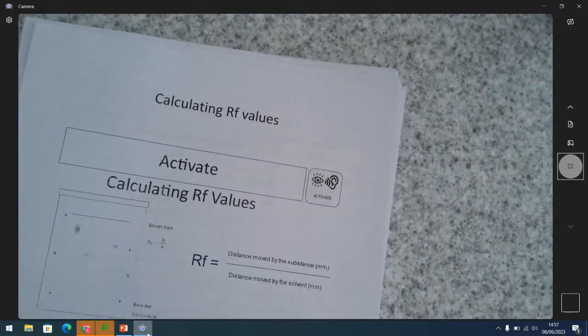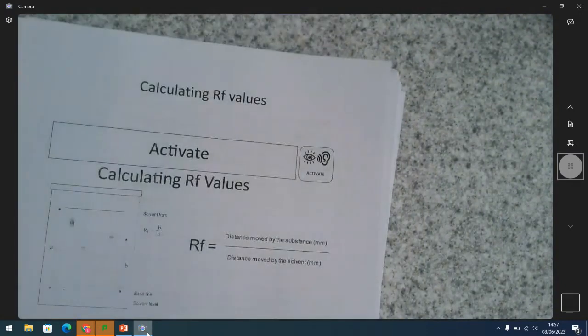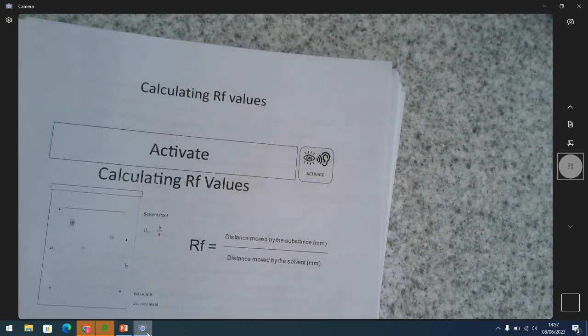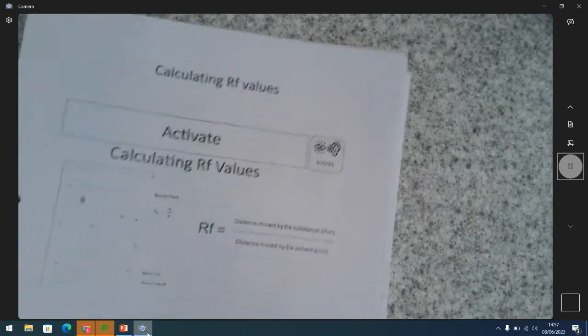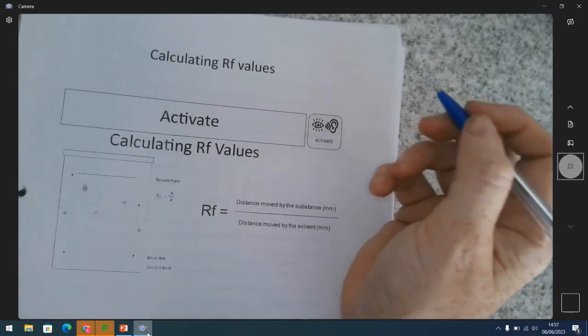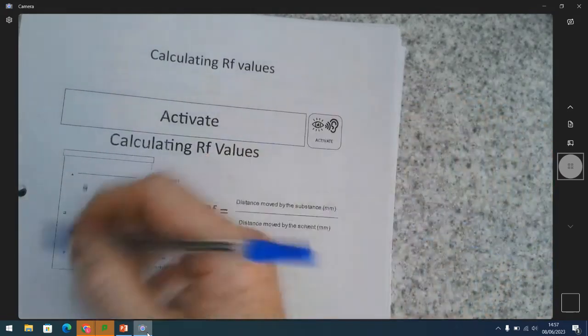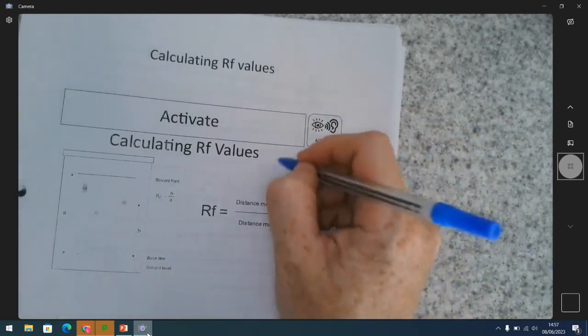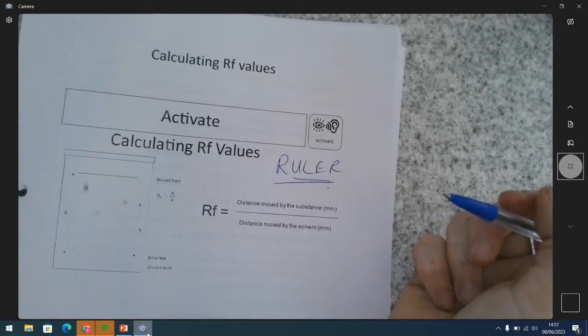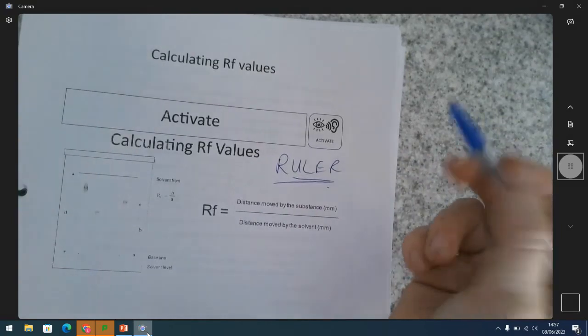The last thing we're going to talk about when it comes to chromatography is the RF calculations. And it is important to point out that foundation tier paper, you're often given this calculation. Higher tier paper, you're not. You're expected to know it. So it is important you're able to do this. What I will say is it's relatively straightforward to do, but you need a ruler. So you need to make sure you've got a ruler and access to a ruler in your exam.